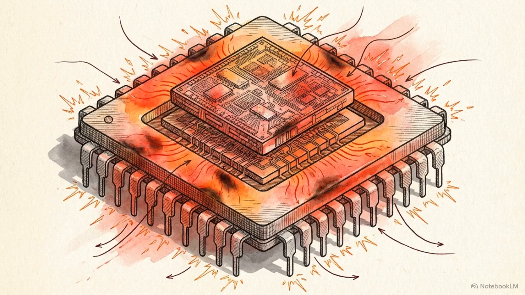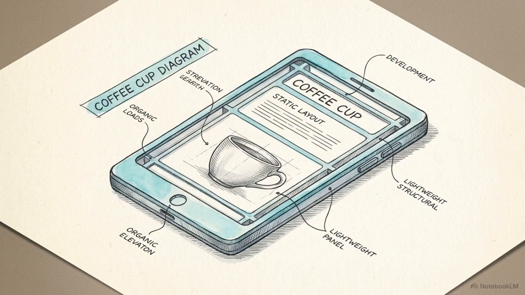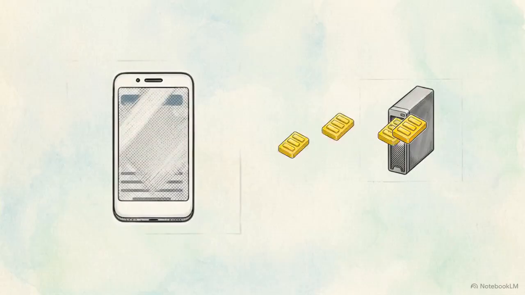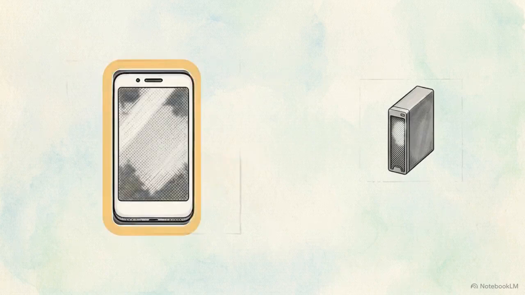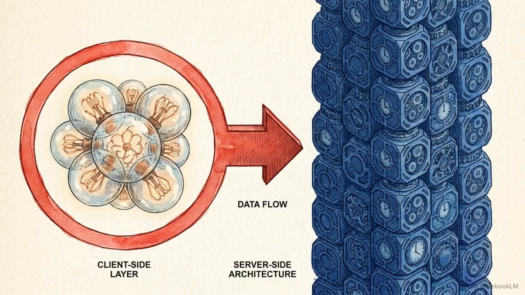Hydration forces the user's device to spend CPU cycles running code just to make the page interactive, even if the content on the screen is purely static text and images. Shipping executable logic over the network to render read-only content wastes bandwidth and processing power. Fixing this requires a structural change to web architecture.